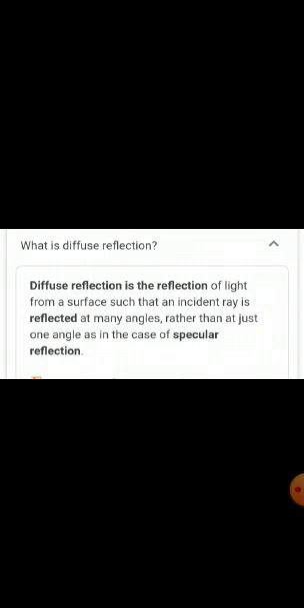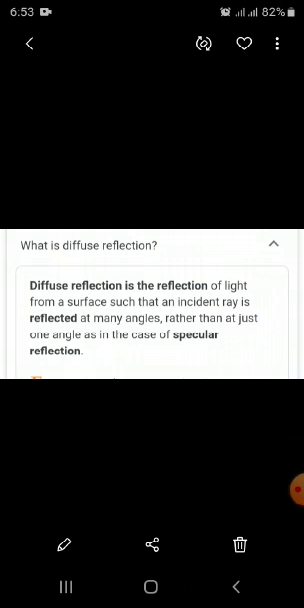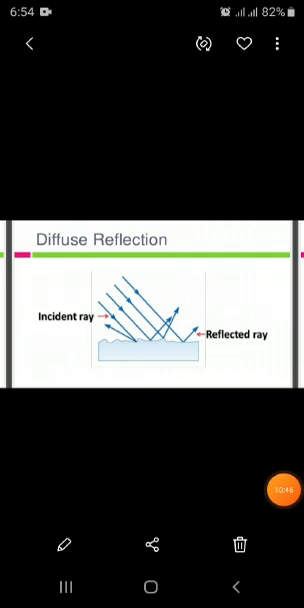So during diffuse reflection, the surface will always be rough and dull, and when light rays hit the surface, they reflect back in different directions; they scatter. So that is called diffuse reflection. As you can clearly see in this picture, there are two rays. One is the incident rays that hit the rough surface, and the other is the reflected rays. The reflected rays are scattered in different directions because the surface is rough and dull, so they scatter in all directions. You can clearly see in this picture the incident rays and the reflected rays.